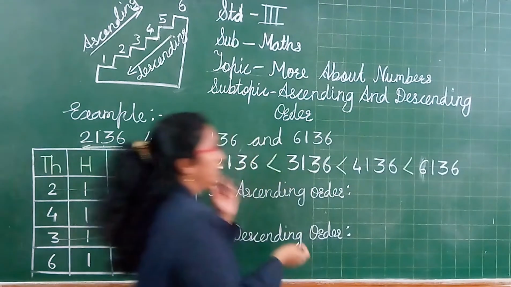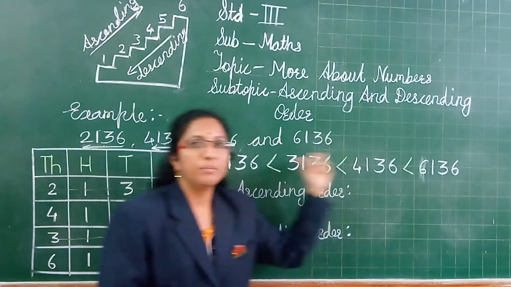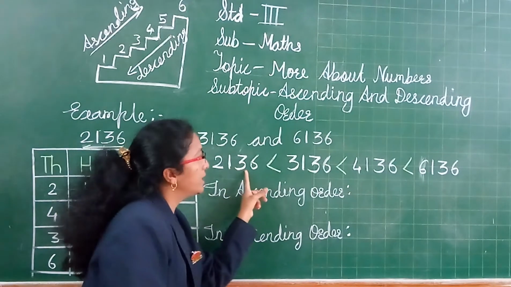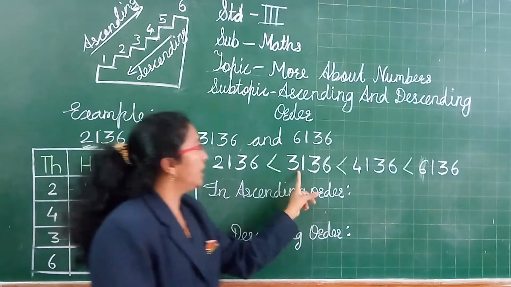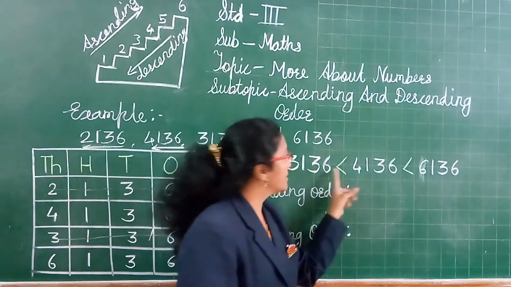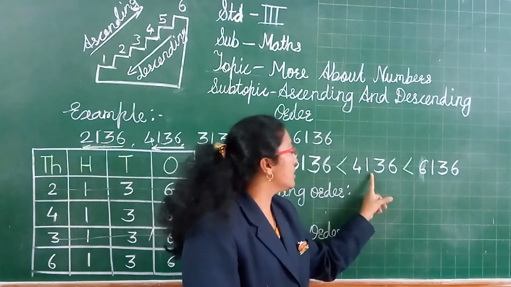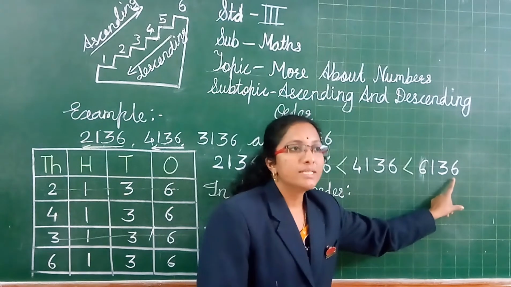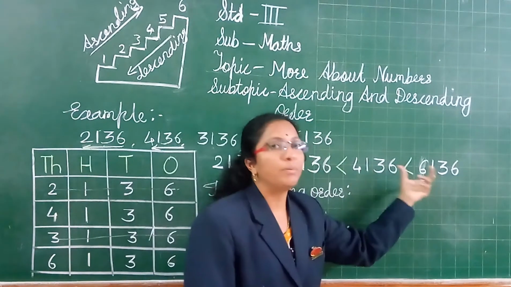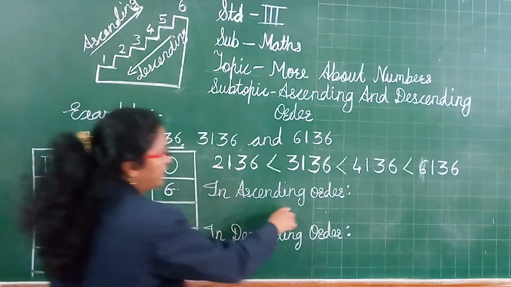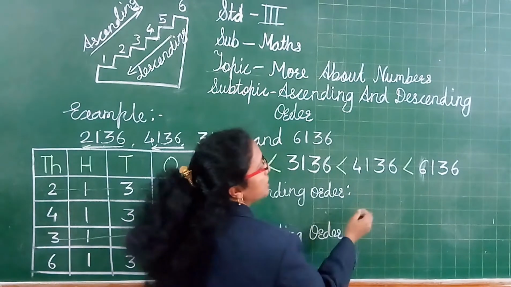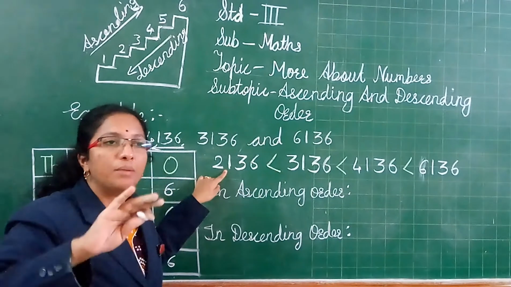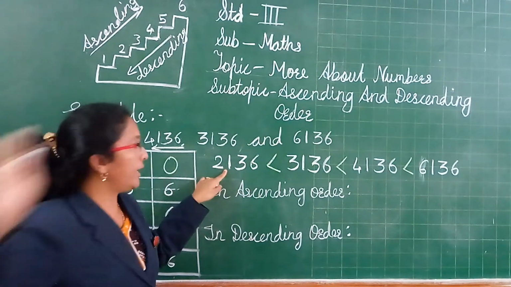6,136. See here, I arrange all the numbers from the smallest to the biggest number. 2,136 is smaller than 3,136, which is less than 4,136, which is less than 6,136. That means I arrange all these numbers in ascending order. I write here ascending order. First, which number? Smallest number. Ascending order means we should arrange the numbers from the smallest number to the greatest number.